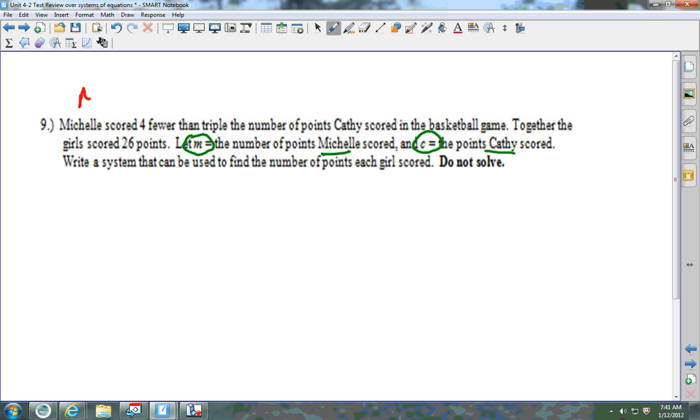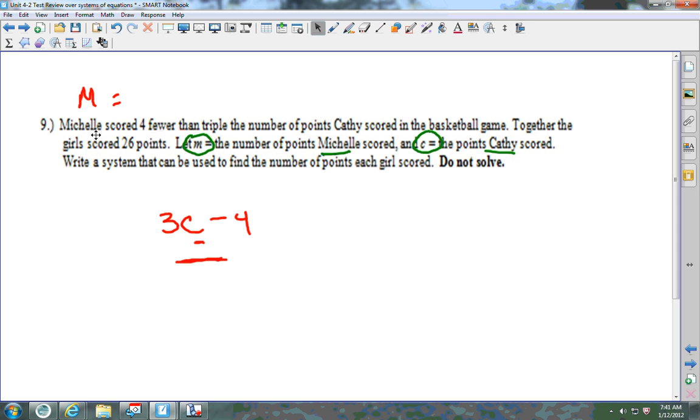It says Michelle scored. Now it says 4 fewer than. This right here is your key. We need to hold off on that 4 because fewer than, we're going to do some kind of subtracting. Triple means 3 times the amount of points that Kathy has. So it should be 3 times the amount Kathy has. And then 4 fewer than, you subtract 4.